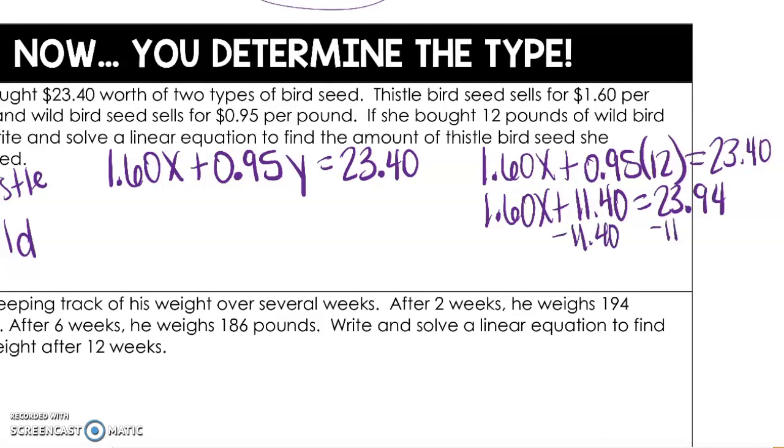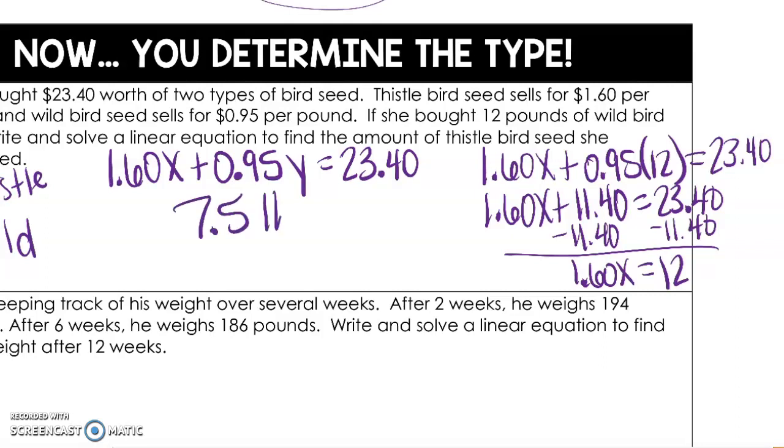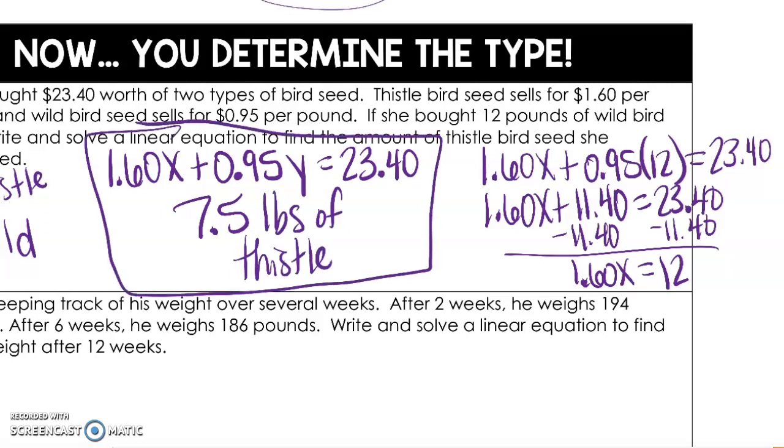So when I subtract it, $1.60x would equal $12. So she's got $12 left to spend. Then we need to divide that by $1.60 to figure out she bought 7.5. So 7.5 pounds of thistle bird seed would be your final answer. Again, you take 95 cents times 12 to get $11.40, subtract that to get 12, and then divide by $1.60 to end up with 7.5 pounds of the thistle bird seed.